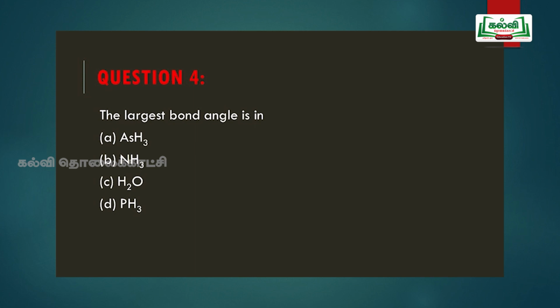So easily you can predict using the 4 points: nature of hybridization, lone pair of electrons, electronegativity of the central atom and electronegativity of the bonded atoms. This is enough to understand the concept and answer any questions in the NEET exam.